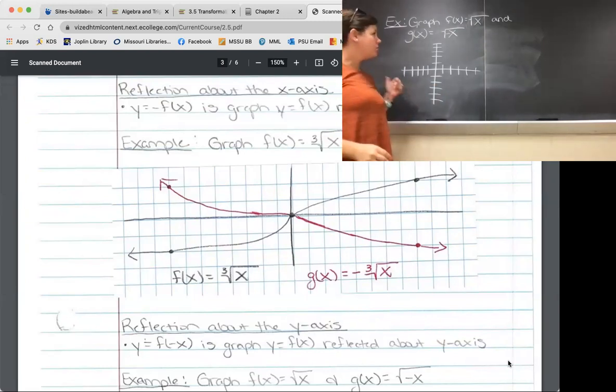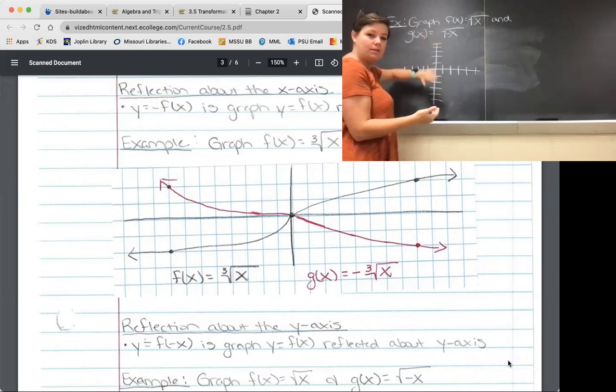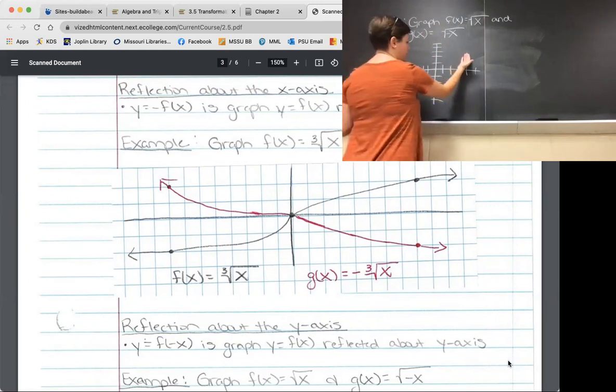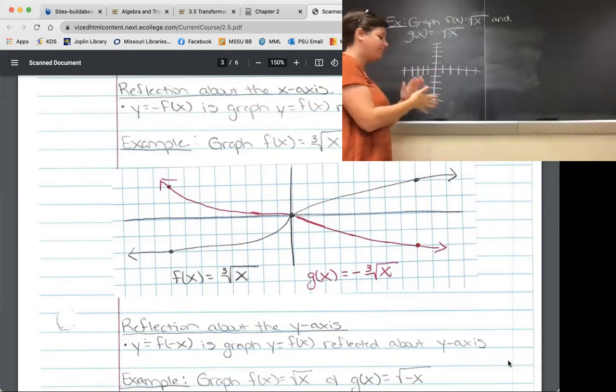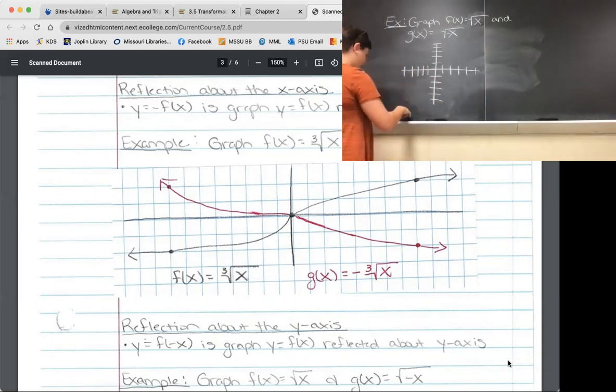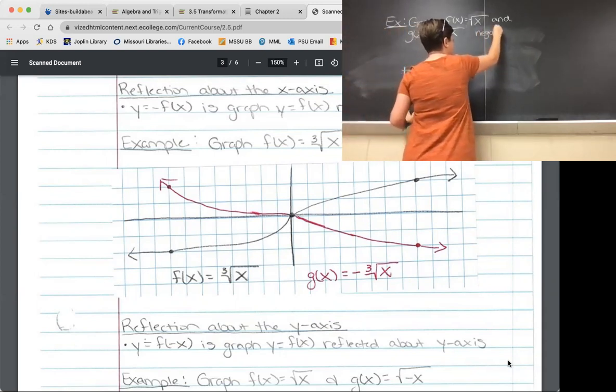Okay, so we're going to do a specific example that shows a reflection about our y-axis. So instead of folding our graph or our paper this way, we'd be thinking about folding our graph or paper this way. So anything that's over here is now over here, or vice versa. So when we are doing reflections about the y-axis, you are negating your x's.